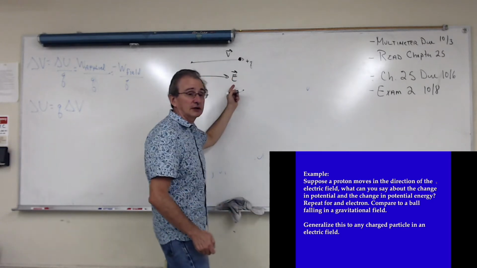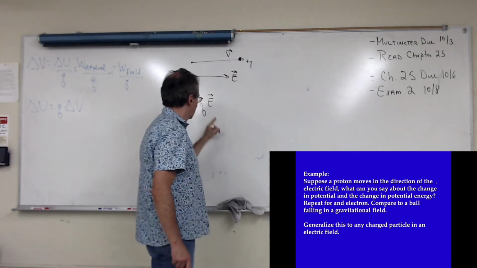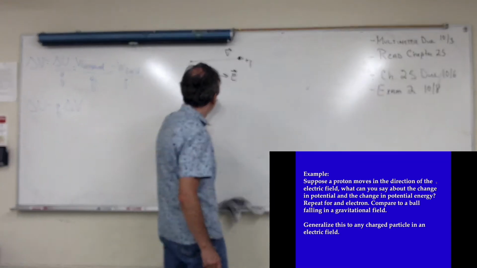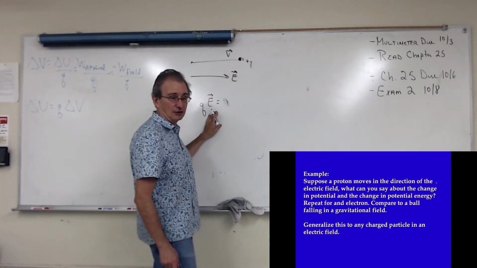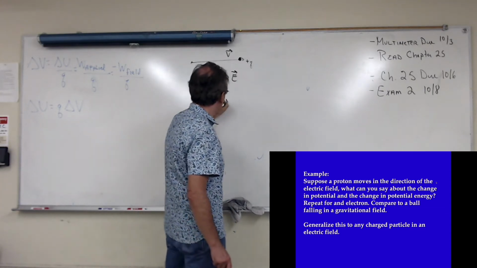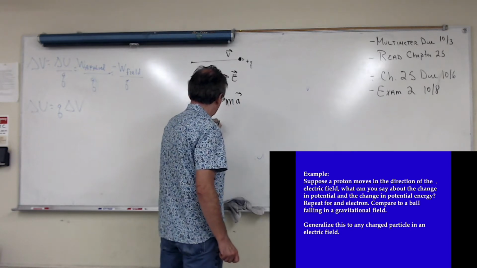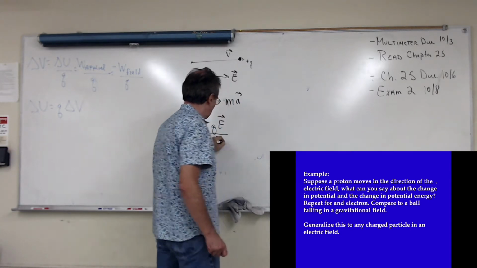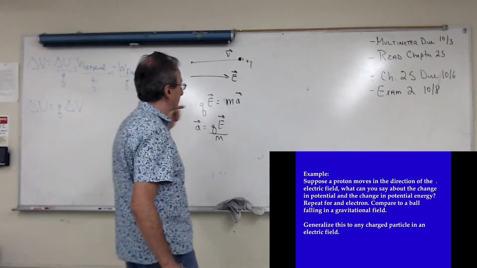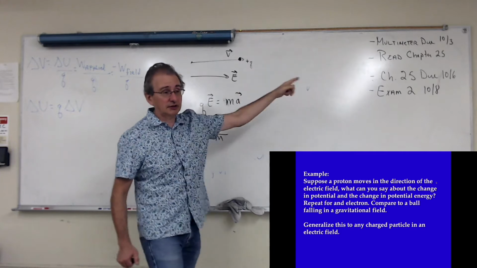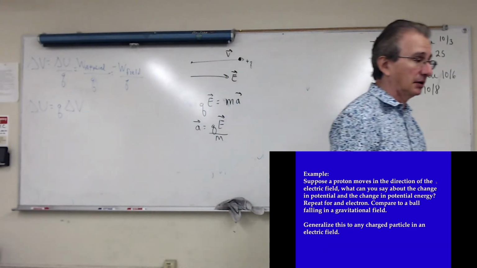The only force on the proton is the electric field, which points to the right. According to Newton's second law, this is equal to ma, so a is qE over m. The acceleration is in the direction of the electric field, to the right. If the acceleration is to the right and the velocity is to the right, what happens to the speed?